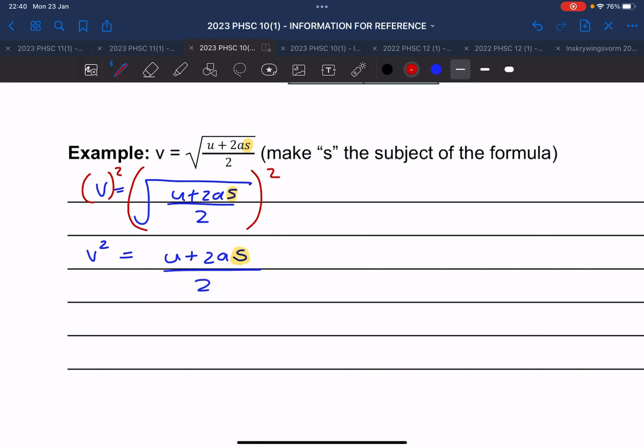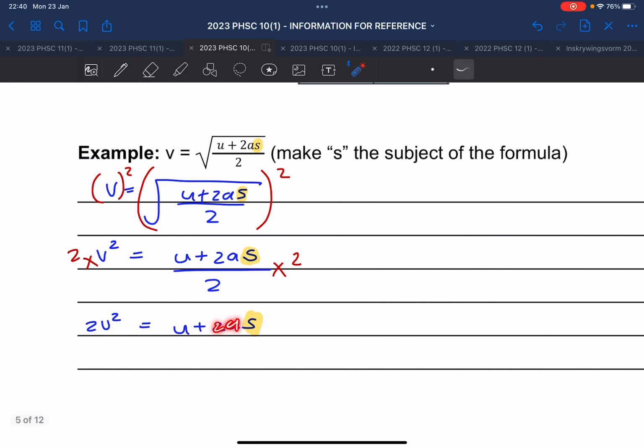Okay, so how do we get rid of the 2? Currently, we are dividing by 2. So what's the opposite of dividing by 2? Multiplying by 2. But what you do on the one side, you must do on the other side. So now you have 2V squared is equal to U plus 2AS. Sharp, getting closer. There's S. Now we have 2A that we must divide.